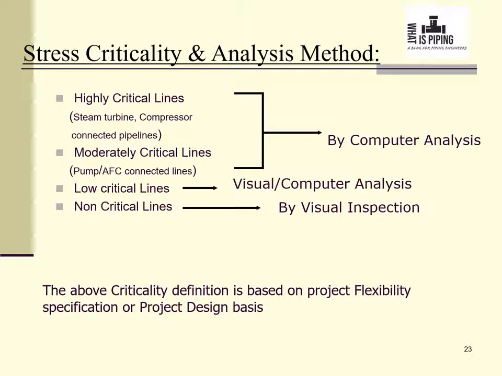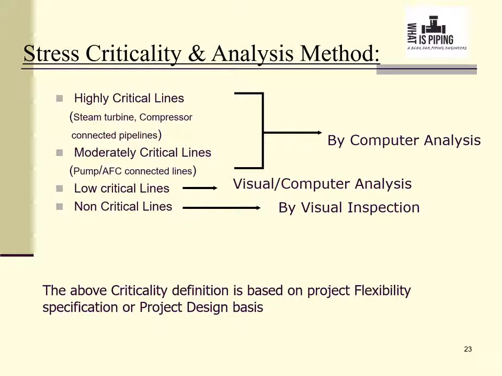Now stress criticality and analysis methods. So from PNID, all the lines we do not analyze. It is decided by project design basis or project flexibility specification that which lines to be analyzed and what will be the analysis methods. Normally three types of analysis methods are used. One is computer analysis using softwares. Second is visual or computer analysis, and third one is visual inspection.